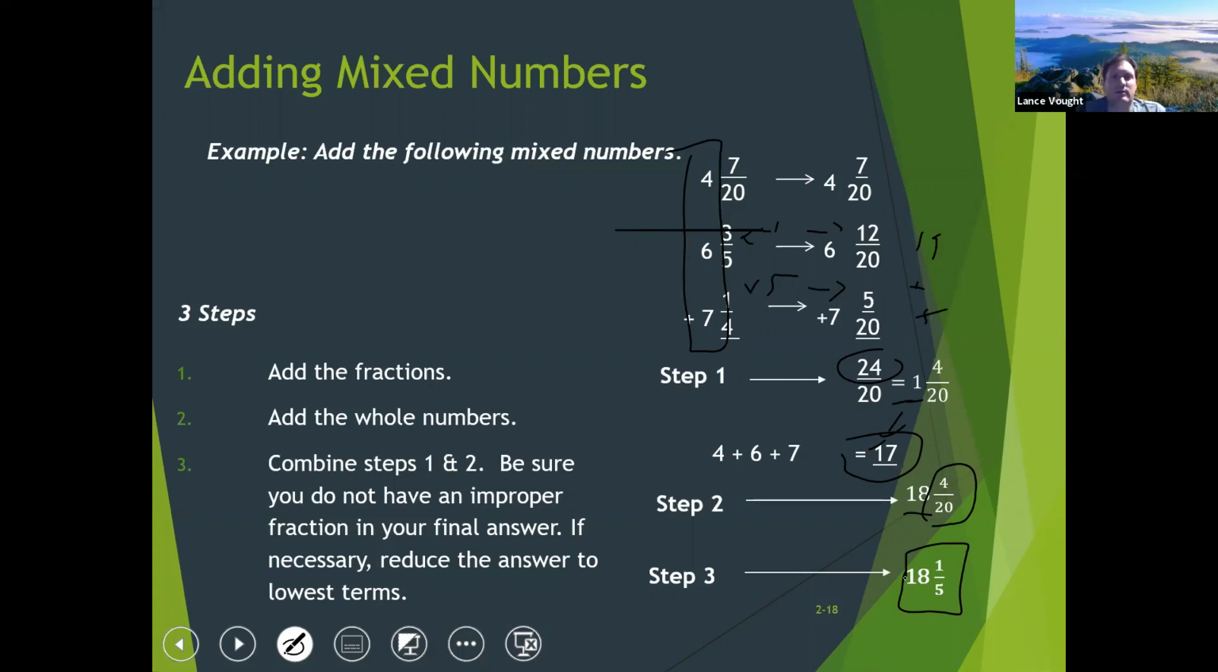So any questions about fraction addition? Okay.